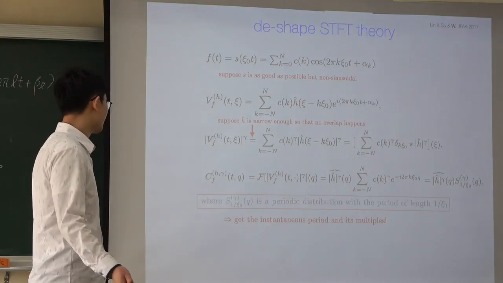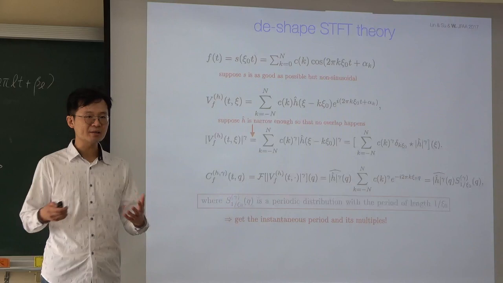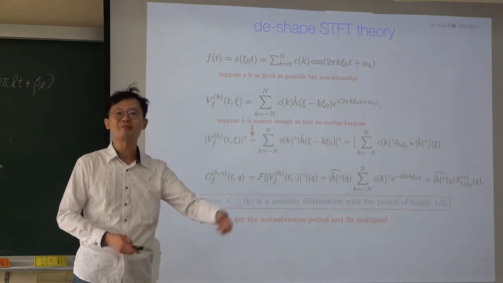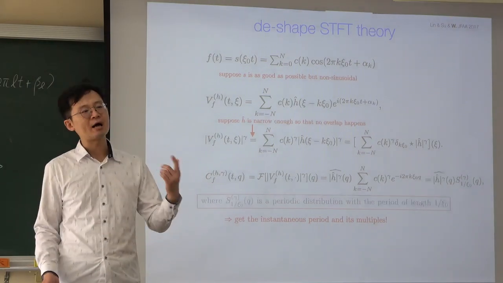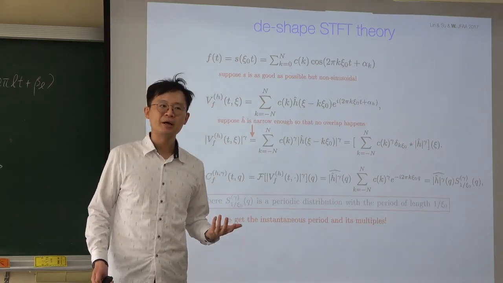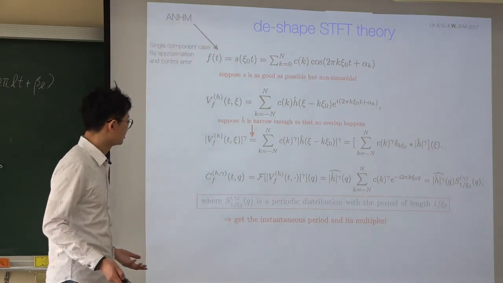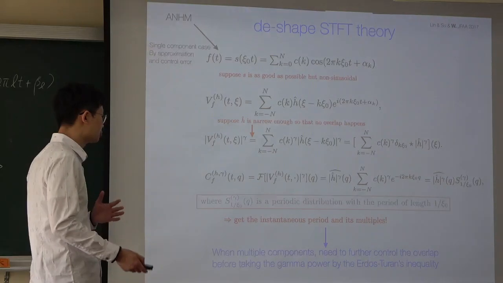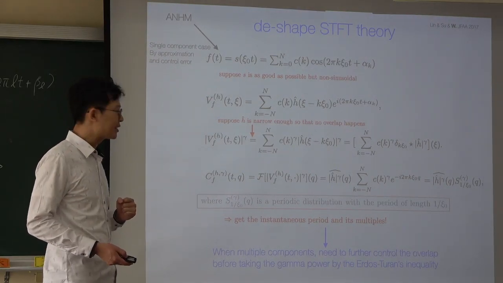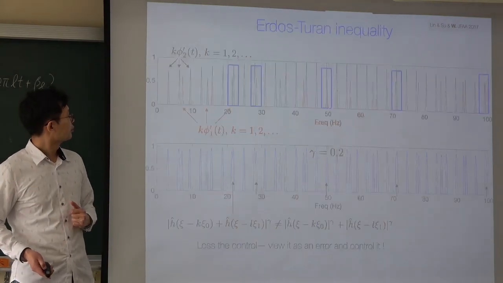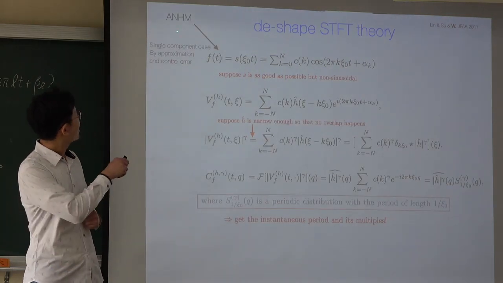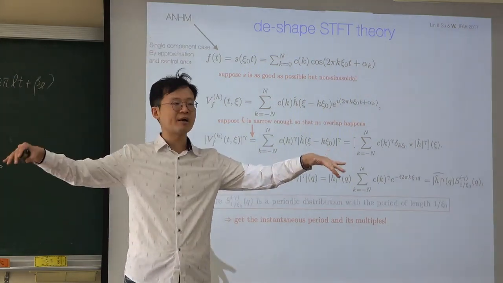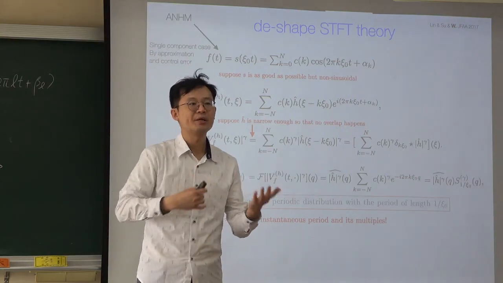From this point, we can get the instantaneous period and its multiples. We can then continue with the inverse Fourier transform, and invert the frequency axis to get the frequency axis. Then you just need to be careful about how to apply the inverse to a distribution in general, and there is Hörmander's lemma that helps you develop it. So you can get the theoretical support, but everything will be in the distribution sense. And when you have multiple components, we need to further control the overlapping before taking the gamma power by using the Erdős–Turán inequality, which we will elaborate on in a bit. And if you have an adaptive non-harmonic model, that is, the amplitude and the frequencies are not fixed, then we can just use the slowly varying property to locally control the errors so that we can say what's going on in the end.